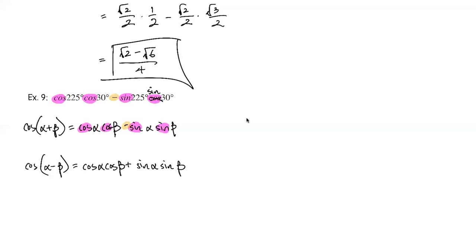Okay, so now that we've cleared up Judy's giant mistake, hopefully we all can see now we're looking at this cosine sum. And so really this is saying find cosine of 225 plus 30 degrees, which will give us cosine of 255. Okay.